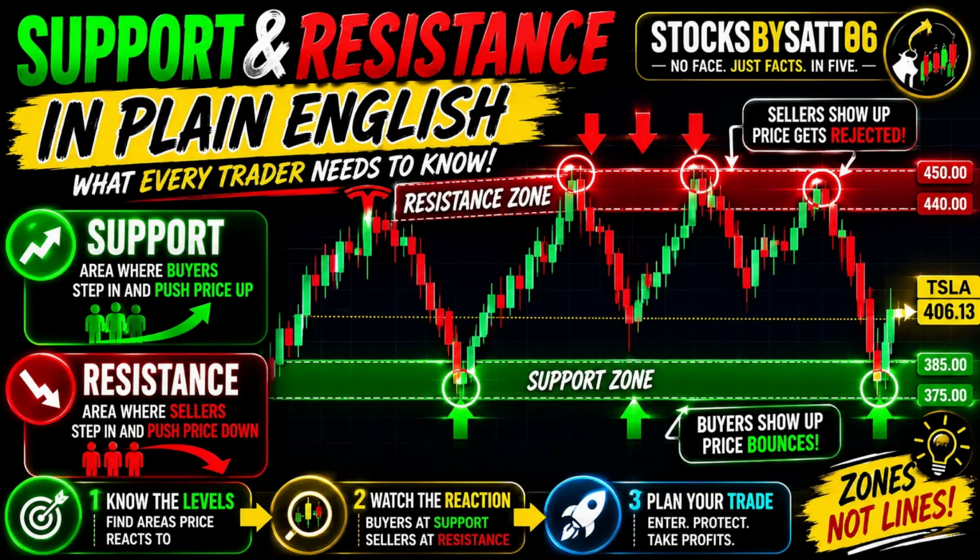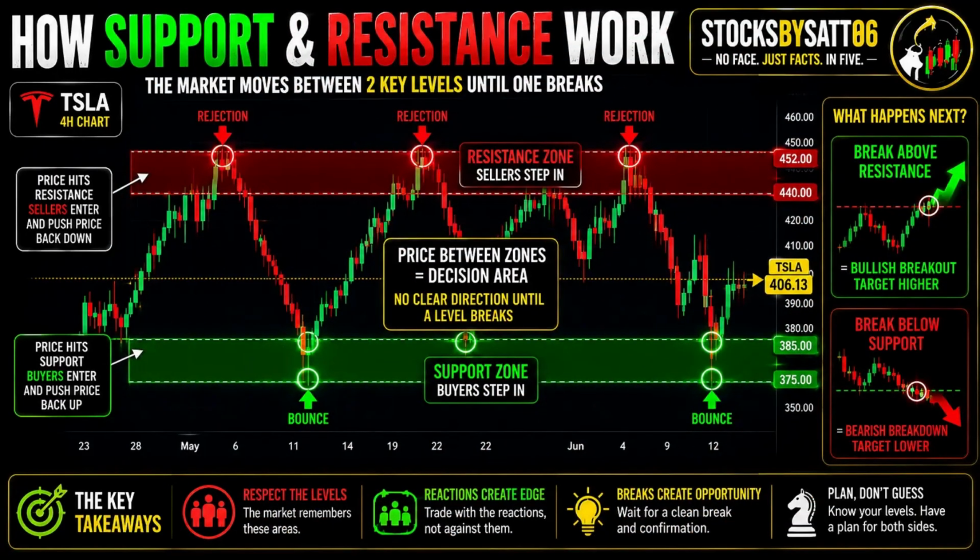But the key is this: support and resistance are not perfect lines. They are zones. Markets do not respect exact pennies. They react around areas. So how do you draw the levels? Do not pick one random candle and call it support. Look for repeated reactions. Where did price bounce more than once? Where did it reject more than once? Where did candles stall, reverse, or struggle to break through?